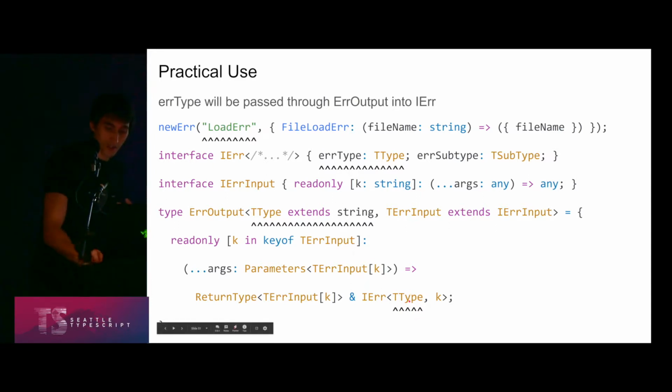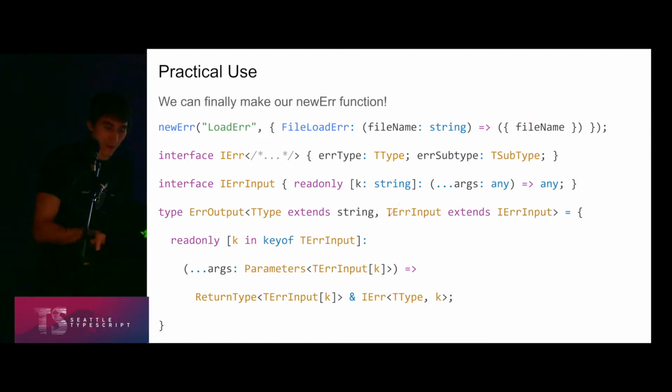The functions are going to be, we're going to use the parameters and return type keywords we discussed earlier to infer information about the values in the mapped type. So we're going to say K in keyof T error input. So this is getting us our K, our keys. And then this would be a value.